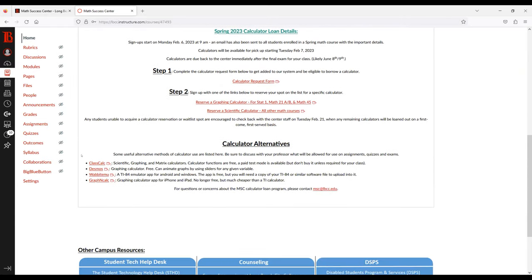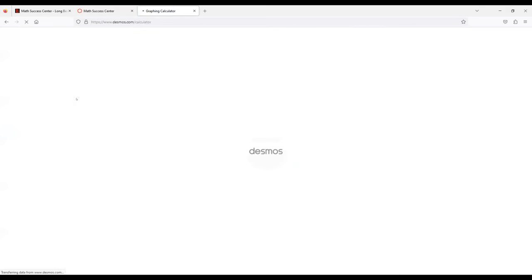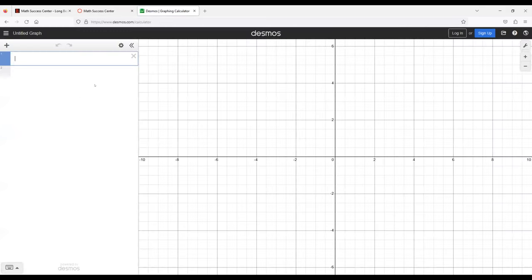These are some alternatives that we have. ClassCalc and GraphinCalc are both apps you can use on your phone. And Desmos is a graphing site that you can use online.